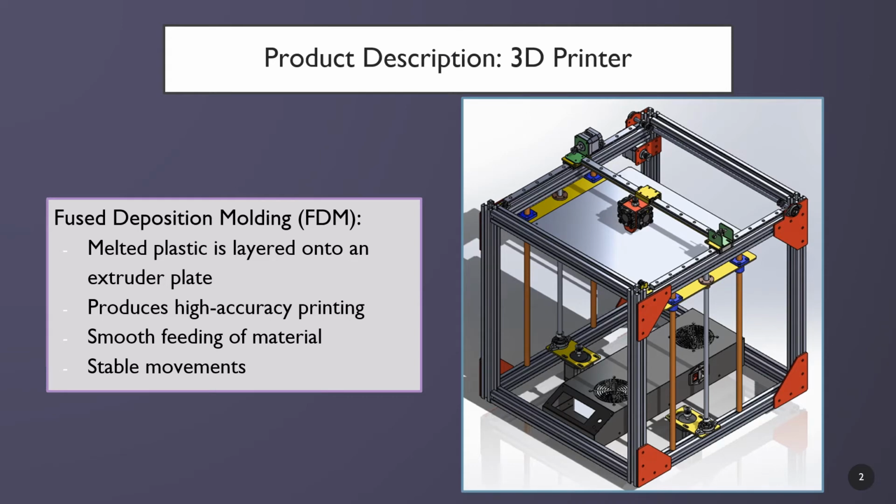For a product description, we have a 3D printer. The 3D printer we analyze and redesign is an FDM printer, a fused deposition molding printer, which you can see here. It utilizes computer-aided design to create parts by extruding or feeding thermoplastic filaments through a heated nozzle, melting the plastic, and applying it layer by layer to an extruder plate. The production of this particular FDM 3D printer model is 66,000 units.